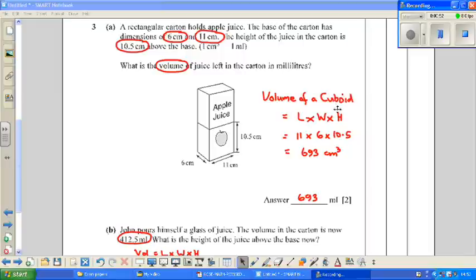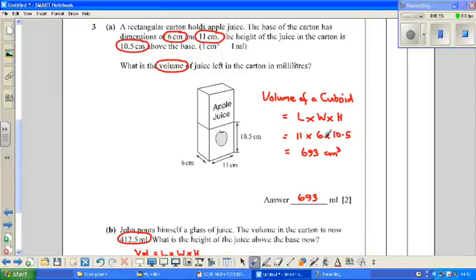So we need to remember the formula for the volume of a cuboid is length times width times height. You need to learn that off, and then we're just going to put the numbers in. The length is 11, the width is 6, and the height is 10.5. So we're going to multiply those three together and we get 693 centimeters cubed. And remember, centimeters cubed is the same as milliliters, so the answer is 693 milliliters.